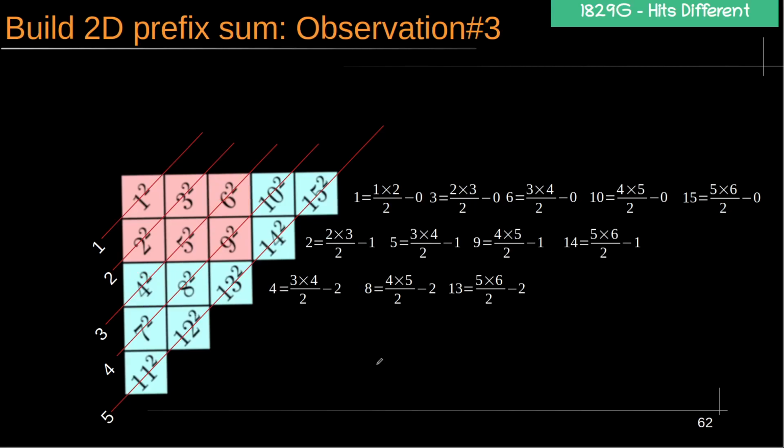Same for the others, here for 7 and 12. 7 is at row 4. So 4 times 5 over 2, which is 10. 10 minus 3 to find 7. Because the numbers are consecutive in each diagonal, we compute the first one, minus 1 to find the previous, minus 1 to find the previous of the previous, and minus 1, etc.